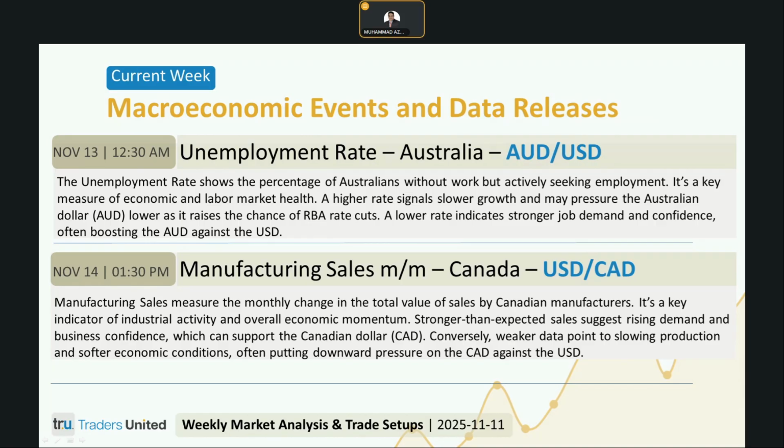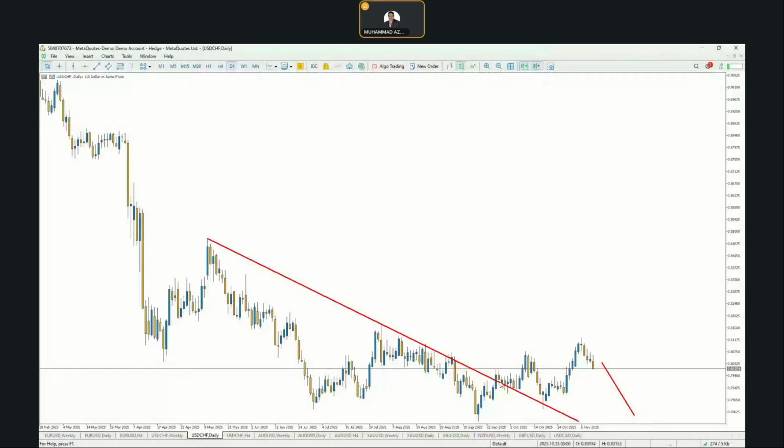The release could influence short term moves in AUD USD as the labor market is one of the Reserve Bank of Australia's main considerations when deciding on monetary policy. The Australian labor market has remained relatively strong, but recent reports show some moderation in hiring due to higher borrowing costs and global economic uncertainty. Let me show you the chart of AUD USD currency pair.